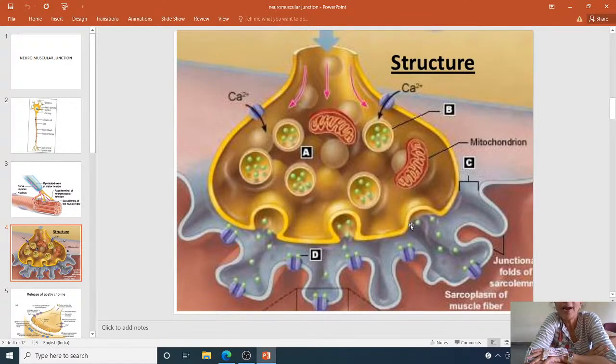One more important thing you should remember is that the synaptic cleft also has an enzyme called acetylcholinesterase. I'll tell its significance later. This acetylcholinesterase is essential for the destruction of ACh. I'll tell you why the ACh should be destroyed, but you should remember that the synaptic cleft has acetylcholinesterase.